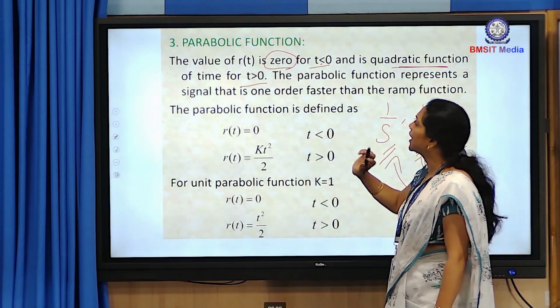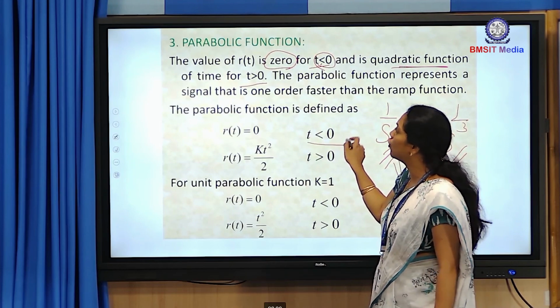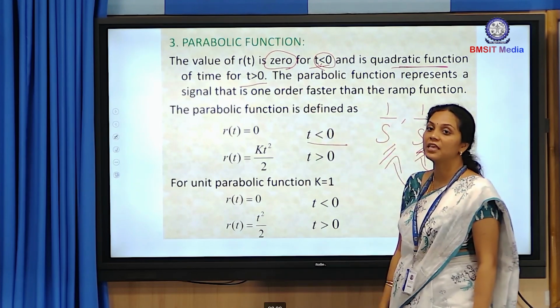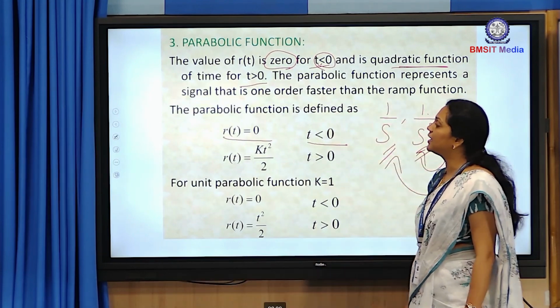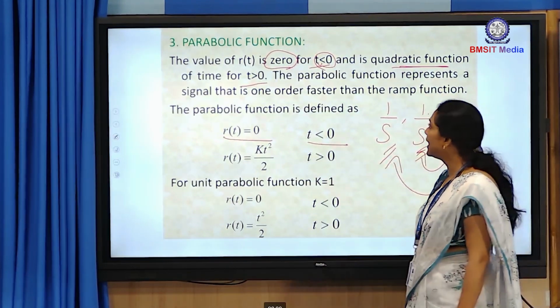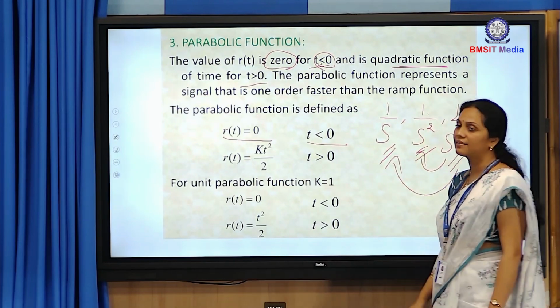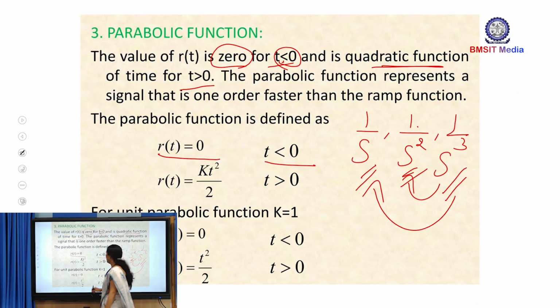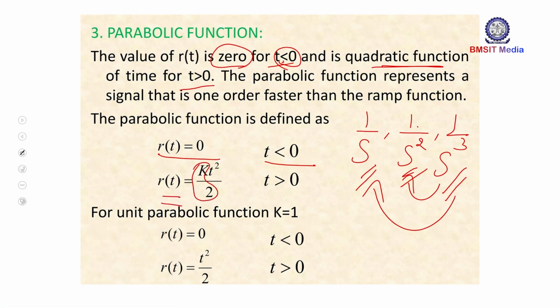So what is the equation that we will be writing for t lesser than 0? For t lesser than 0, the value of r of t is equivalent to 0. Therefore, I can write r of t is equal to 0. Next, for t greater than 0, I need to consider a quadratic function. This quadratic function can be written as k divided by 2 into t square, where t is greater than 0.